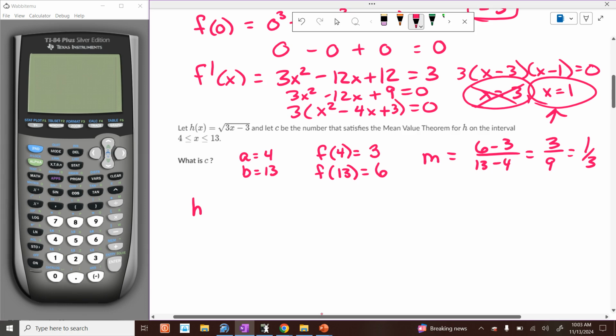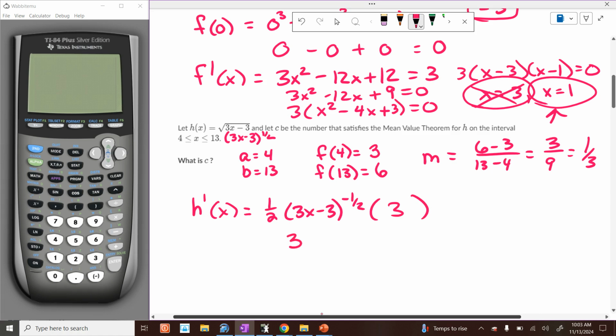Find the first derivative of our function. Well, our function is (3x − 3)^(1/2). So it's 1/2 of (3x − 3)^(−1/2) times, we're doing the chain rule. You've got to remember the chain rule. Times what? 3.